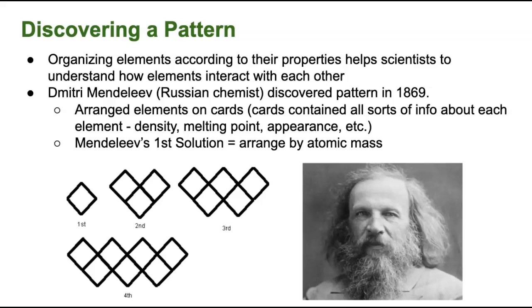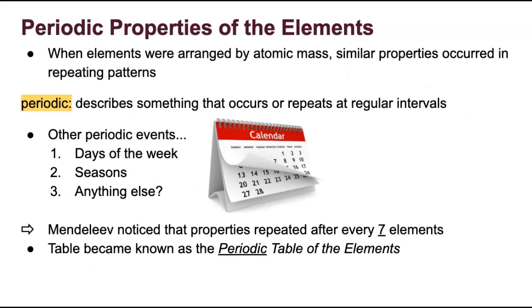Mendeleev came to his discovery by doing a card sorting activity. He created cards for all of the known elements in the world, and he sorted them. He picked characteristics about them on each card, and he sorted them in a variety of ways. He sorted them by density, he sorted them by melting point, he sorted them by appearance. And what he found is when he sorted them by atomic mass, by the amount that each element weighed, he started to see some patterns.